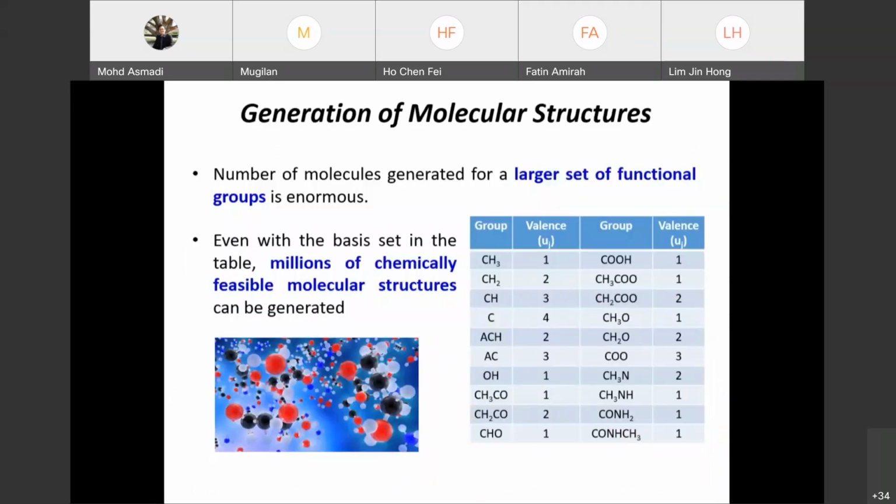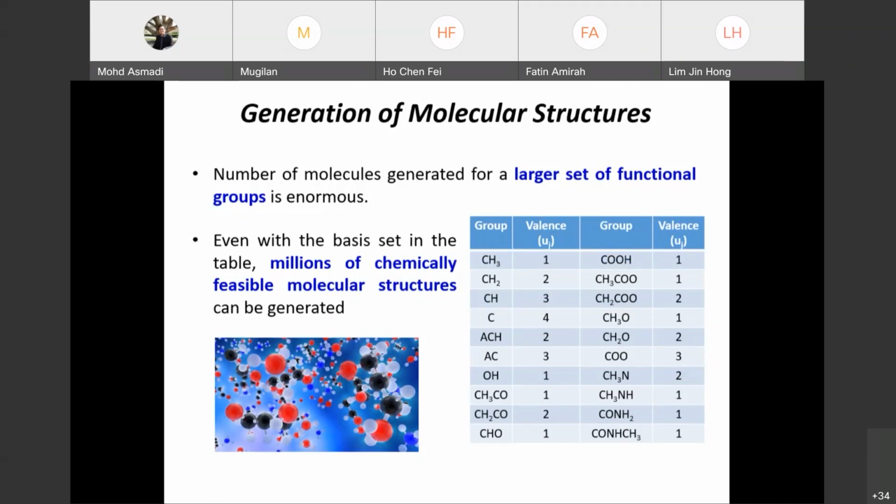So the number of molecules can be generated for a larger set of functional groups. If you look here, there are many group vectors, CH3, COH. This is definitely for acid. This is ketone type or aldehyde type, right? So millions of chemically feasible molecular structures can be generated. This one you can just refer to.